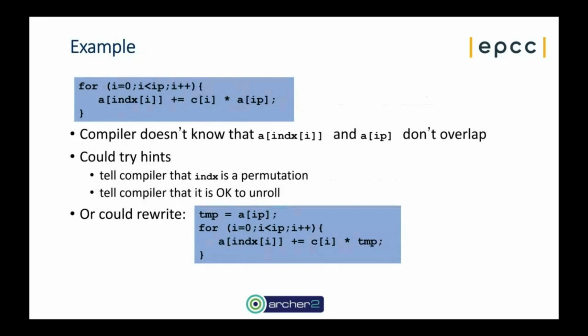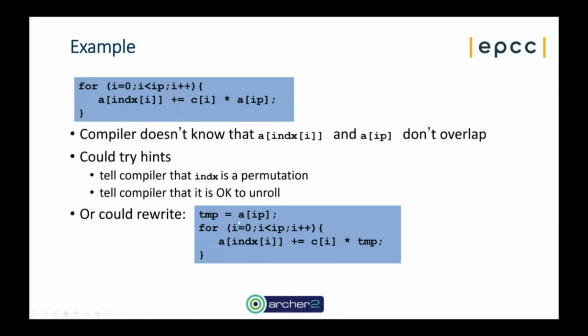And so here's an example in C, where the compiler doesn't know that this A of IP and this A of index I here don't overlap in some way, because index of I could be the same as IP, and if they are, then it's harder for it to unroll.